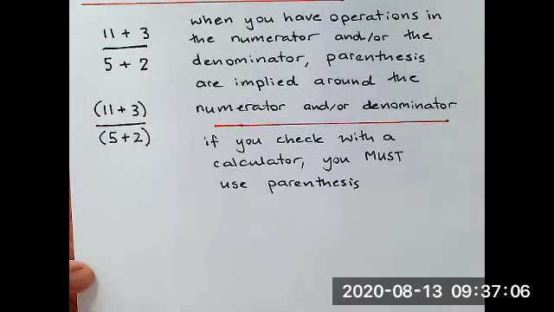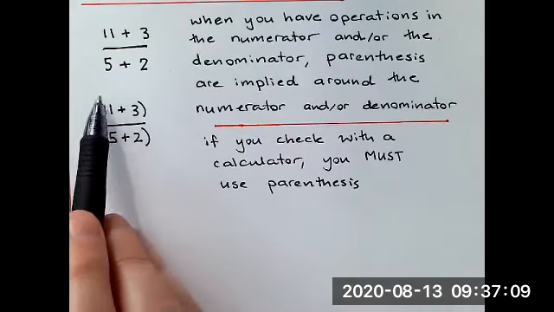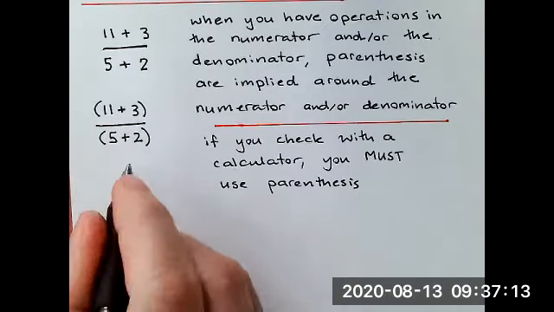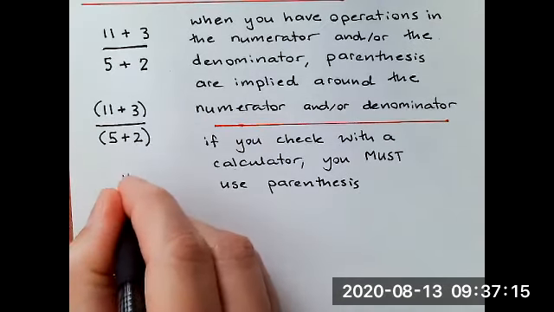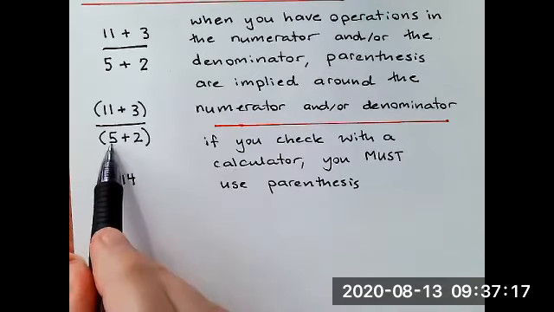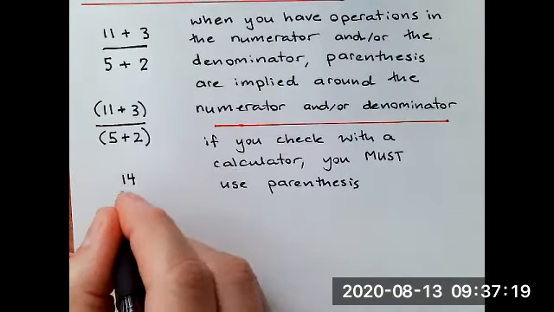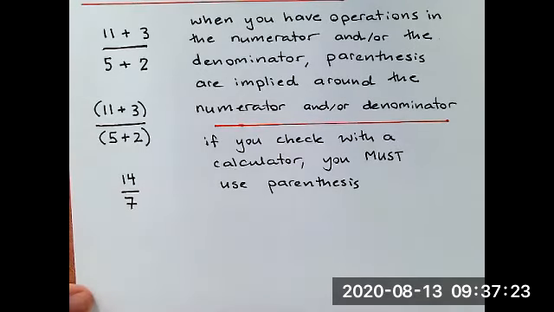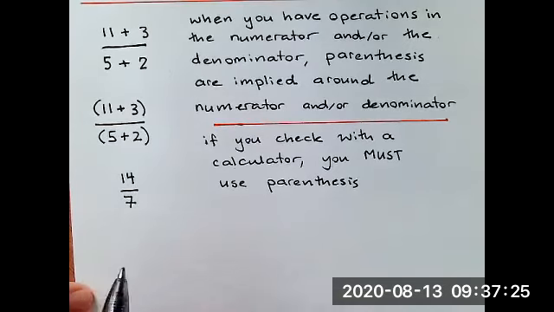All right, so because these are in parentheses, we'll do the addition in the numerator, 11 plus 3, and the addition in the denominator first, and then 14 divided by 7 is 2. Let's check it with the calculator.